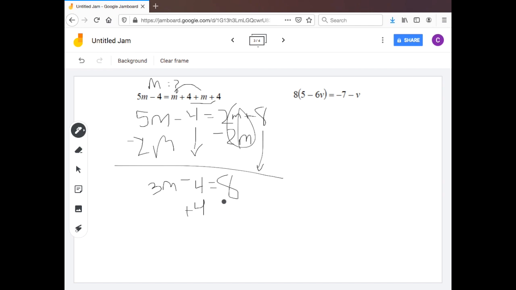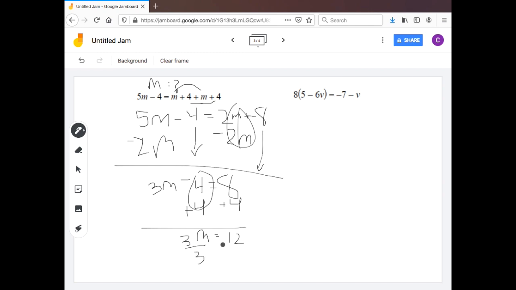But what I do to one side, I have to do to the other side. I'm going to zero out. And I'm going to get 3m is equal to 12. And what I have here is the same thing we had at the beginning in our one-step equation. This is just a one-step equation now. So it's 3 times m basically. So we're going to divide by 3.